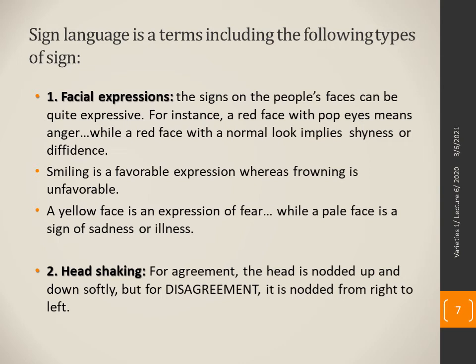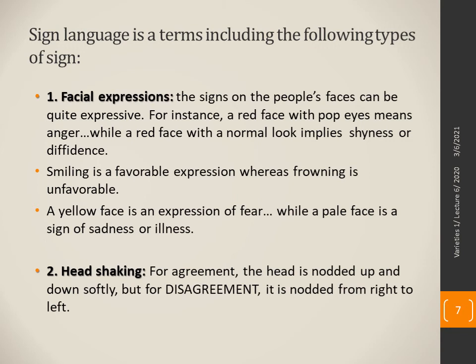Sign language is a term including the following types, and this is very important. First, facial expressions. The signs on people's faces can be quite expressive. For instance, a red face with pop eyes means anger, while a red face with a normal look implies shyness or diffidence. Smiling is a favorable expression, whereas frowning is unfavorable. A yellow face is an expression of fear, while a pale face is a sign of sadness or illness.